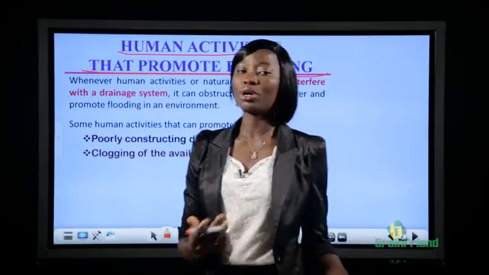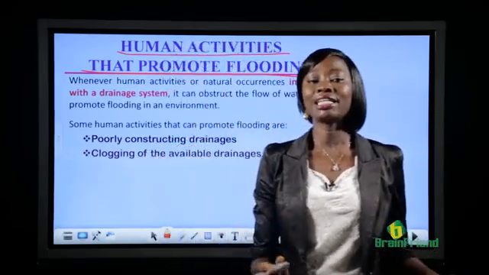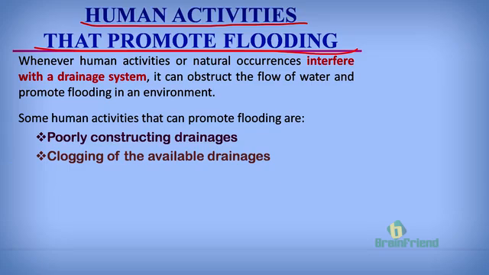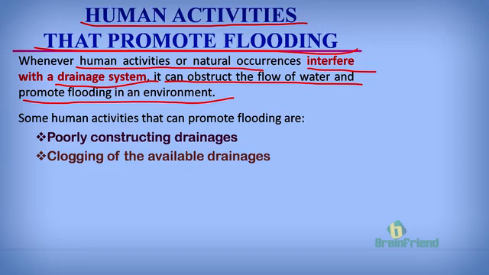Now let's go straight to some of those human activities that could promote flooding within an area. Remember, we said flooding can be caused by natural factors and it could also be promoted by some human activities. So whenever human activities or natural occurrences interfere with a drainage system or a drainage pattern within a town, say within Lagos City, within an environment, they could obstruct the flow of water within that environment and promote flooding. So any human activity that obstructs the flow of water within a drainage pattern could also cause flooding in that environment. So here are a list of some human activities that could promote flooding.